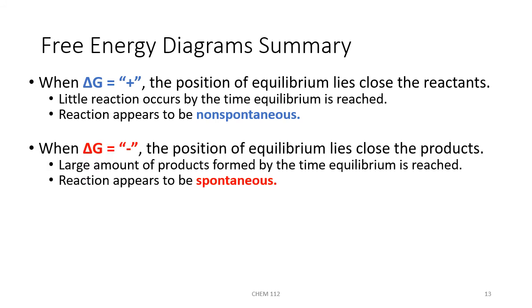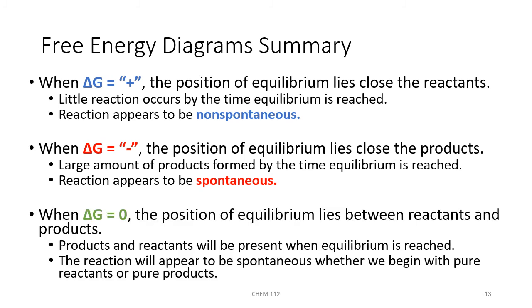When delta G was equal to a negative value, the position of equilibrium lied close to the products. A large amount of products were formed by the time equilibrium was reached. Very few reactants were left over at that point. The reaction appears to be spontaneous as written, going from reactants to products.